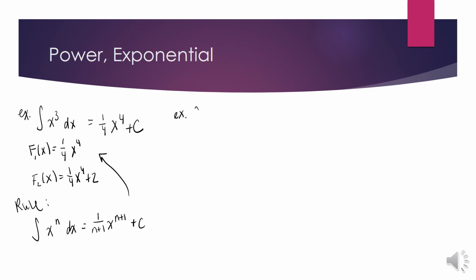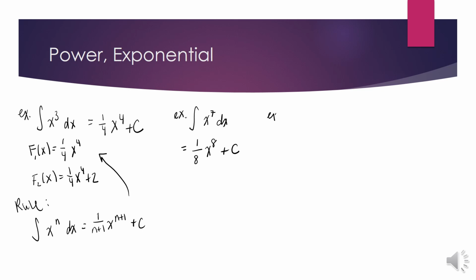So for example, what is the antiderivative of x to the 7th? I would add 1 to my exponent and get 8, and then divide by my new exponent, but let's not forget that plus c on the end. There's always going to be a plus c.